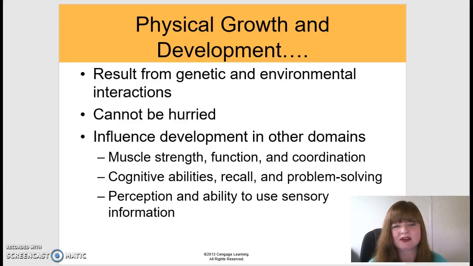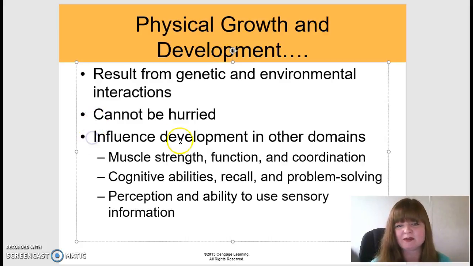This is the result of genetic and environmental interactions. You know from our previous course, where we talked about the role of nature versus nurture, that they both definitely make an impact. Development, physical growth and development cannot be hurried. We want the child to develop at the rate of speed necessary for their own body.